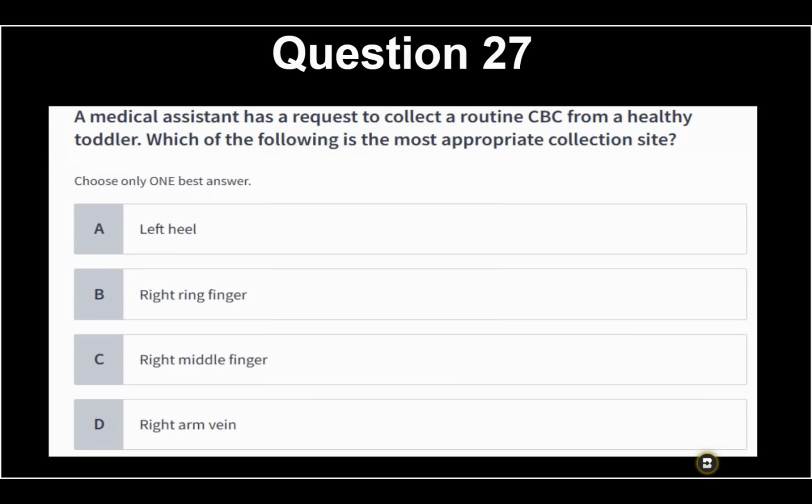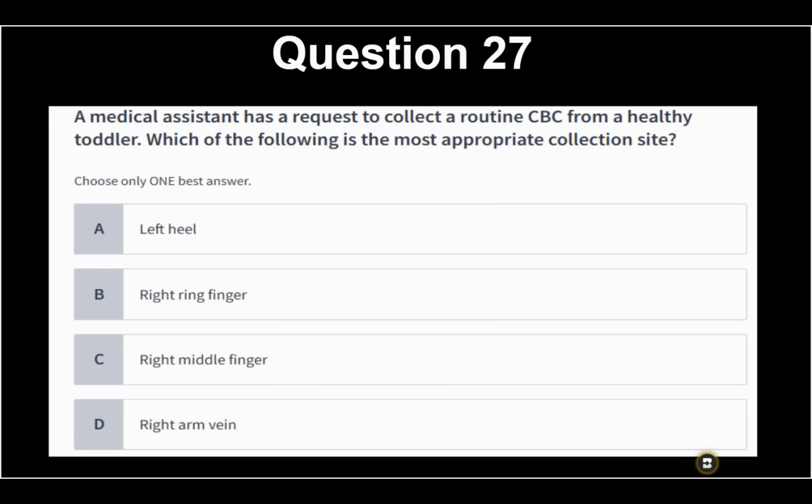If you said A, the left heel, then you are correct. For infants under 12 months, the most appropriate site for blood collection is going to be the heel. The puncture should be done on the outer areas of the heel to avoid injury. We never want to stick directly in the middle of the infant's heel. You always want to go laterally, either left or right.